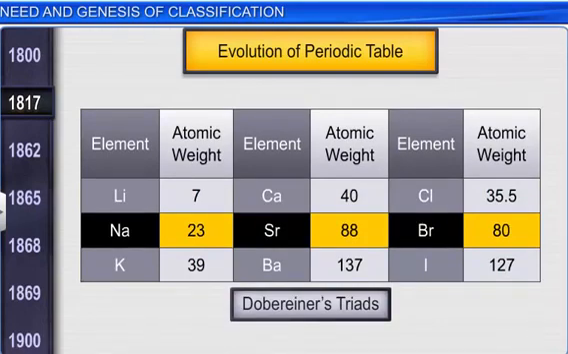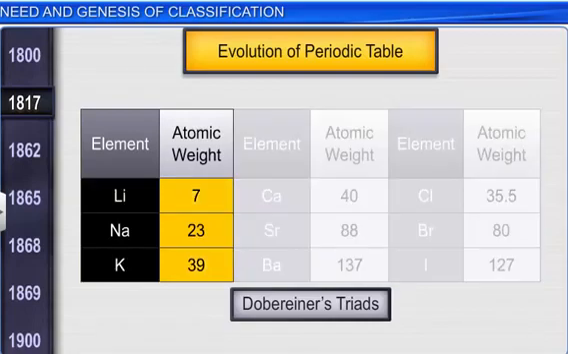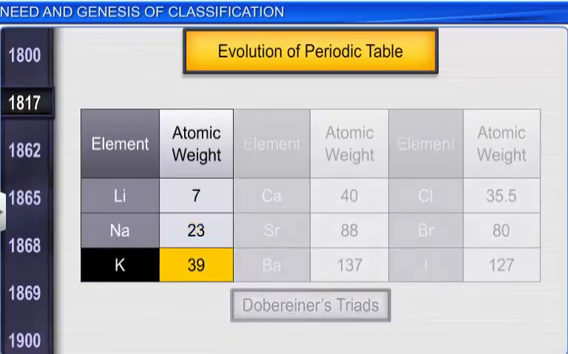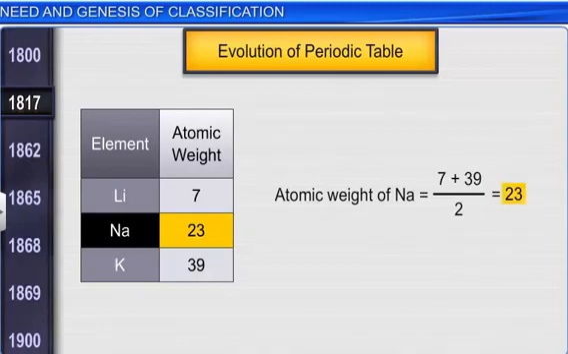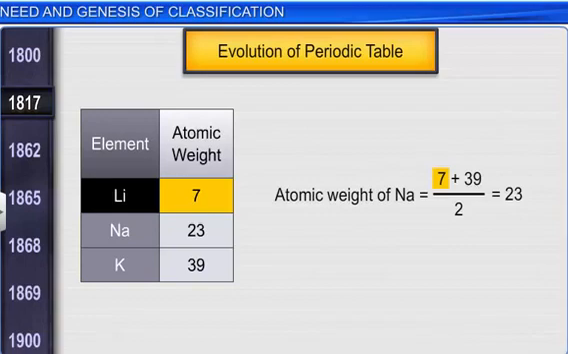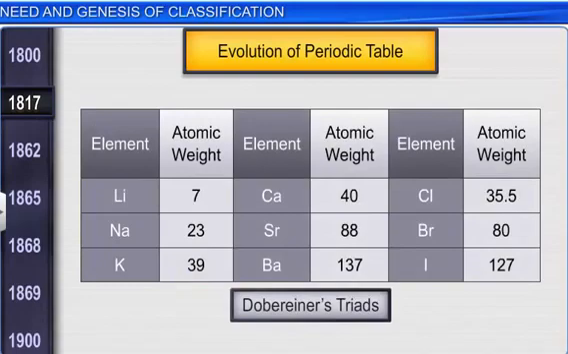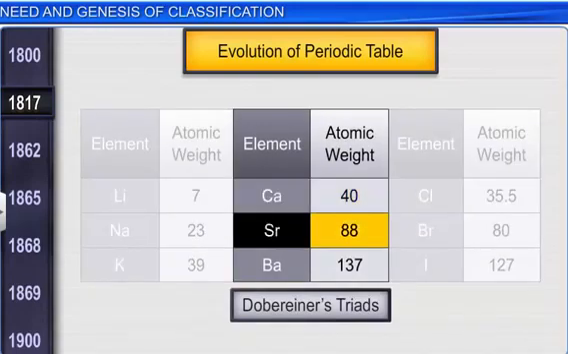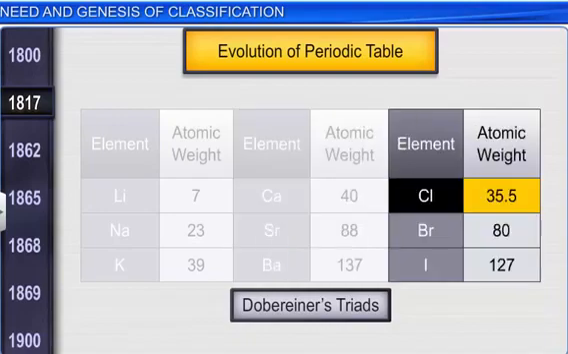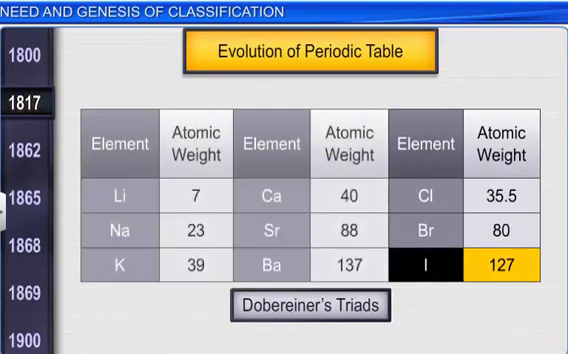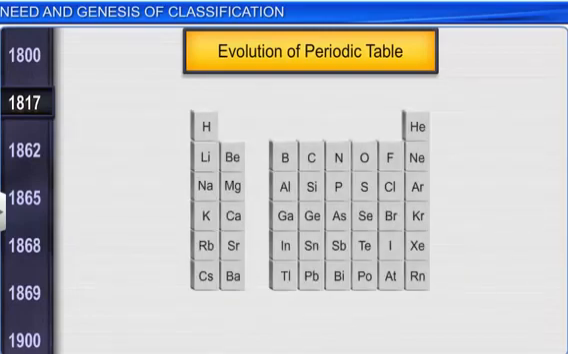For instance, in the triad of soft, reactive metals, lithium, sodium, and potassium, the atomic weight of sodium, 23, equals the average of the atomic weight of lithium, 7, and potassium, 39. Similarly, calcium, strontium, barium, and chlorine, bromine, iodine also formed triads. However, as Dobereiner's law of triads seemed to work only for a few of the known elements, it was dismissed as mere coincidence.